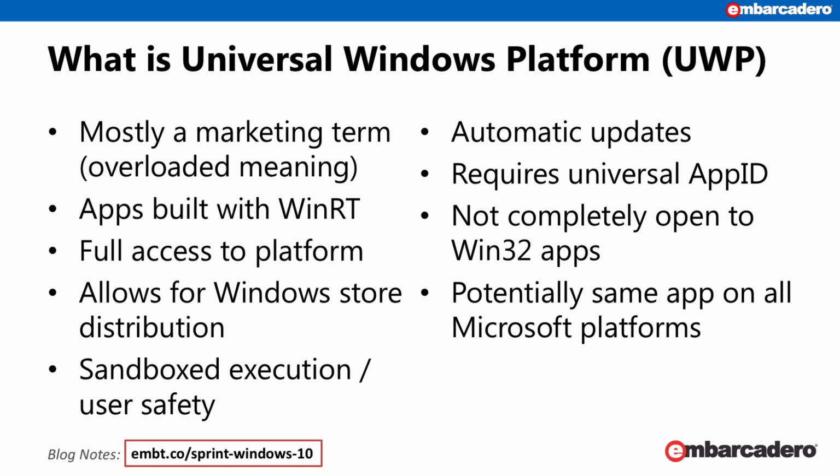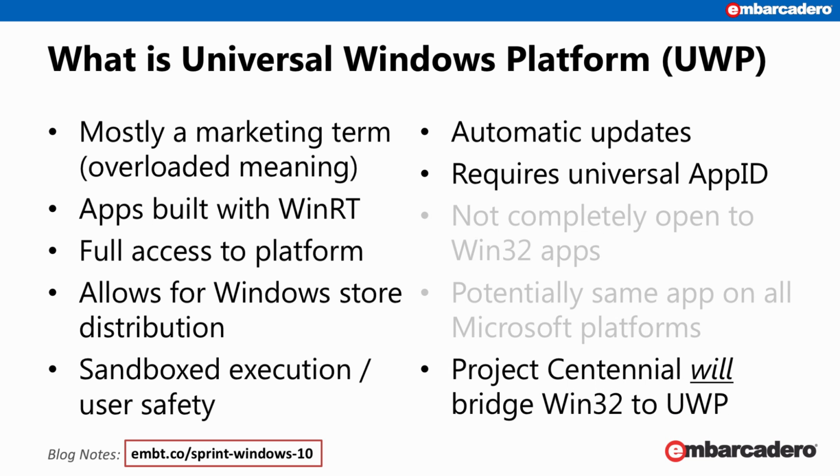Now, there is a new bridge coming called the Project Centennial Bridge, and this will bridge Win32 to Universal Windows Platform applications. So what that means is a Delphi application, an Object Pascal application, a C++ Builder application could take advantage of everything you still see here on the screen that's not been grayed out. So basically everything except being able to run the same app across multiple platforms. You'd be able to take advantage from a Win32 or I guess Win64 application through the Project Centennial Bridge.